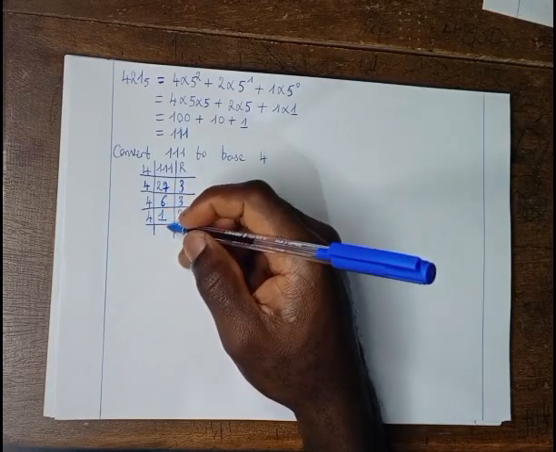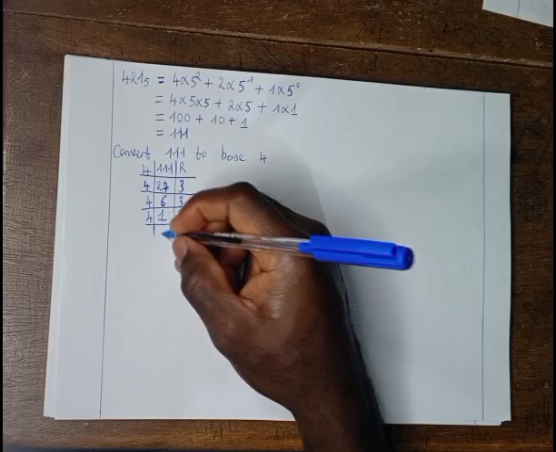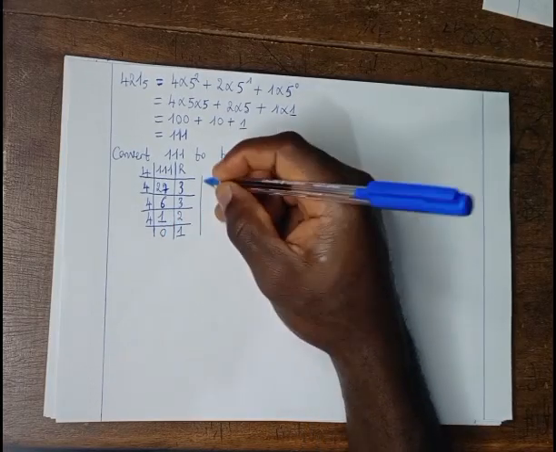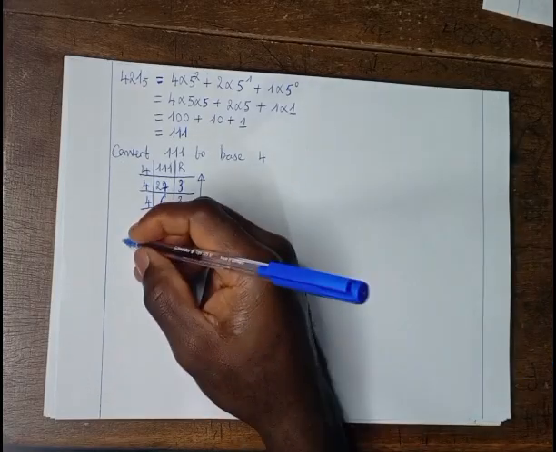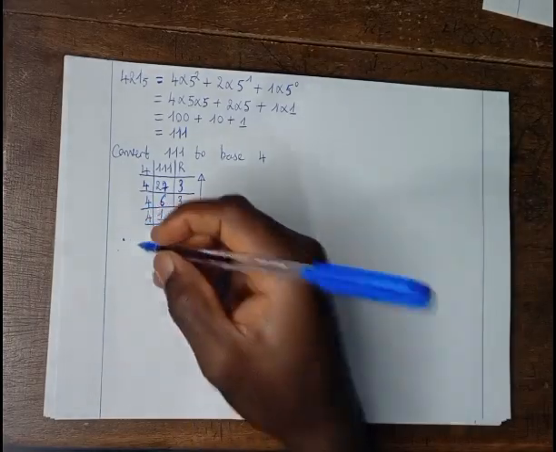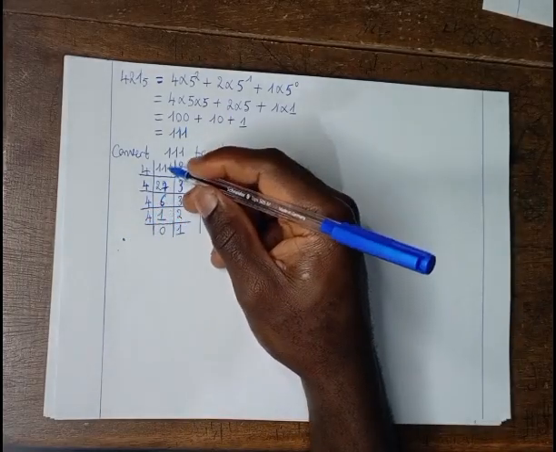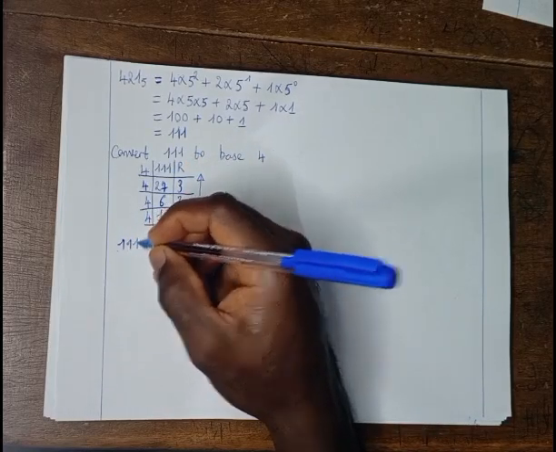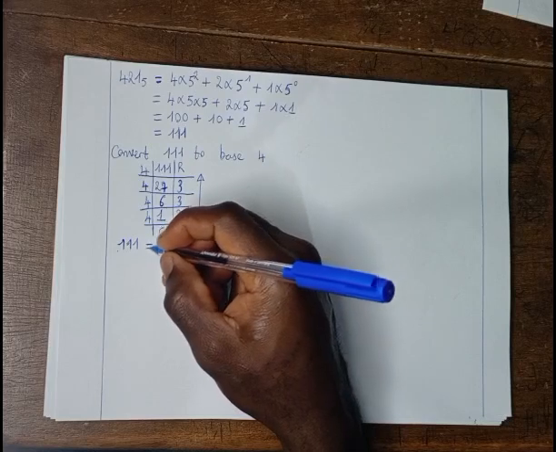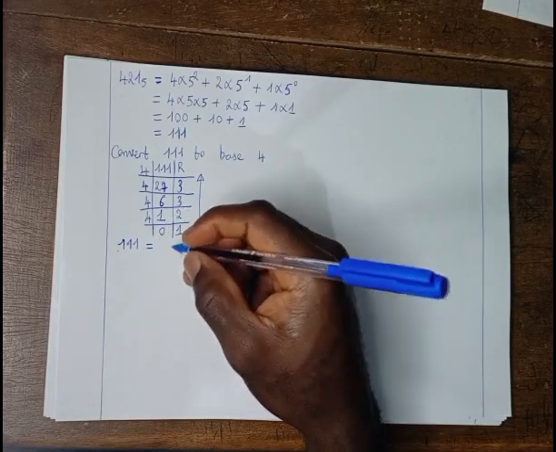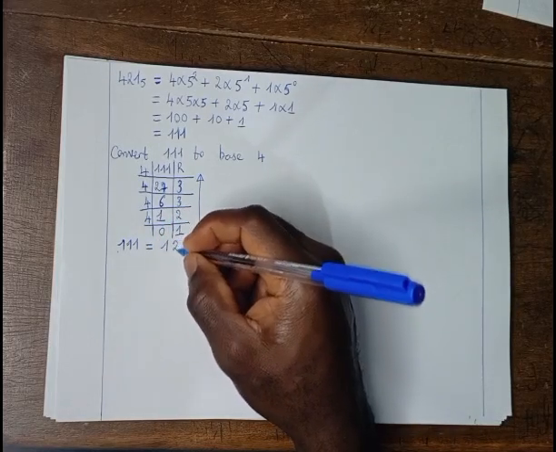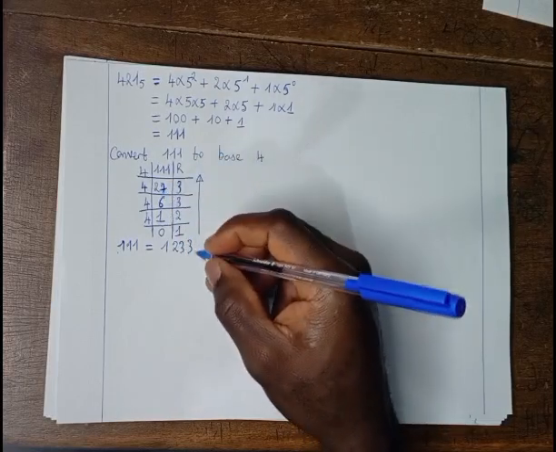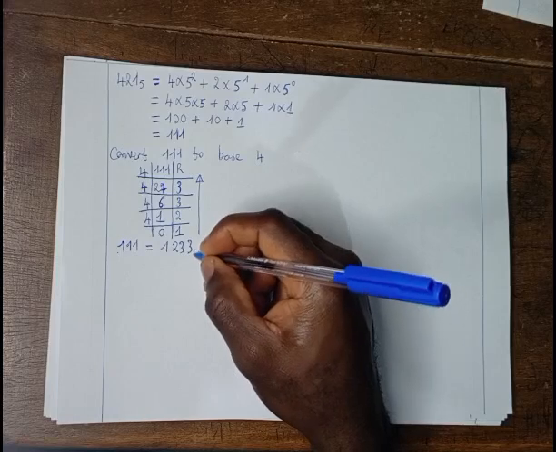1 divided by 4 gives us a whole number part of 0 and a remainder of 1. We copy from bottom to top. Therefore, the number 111 in base 4 is simply 1, 2, 3, 3. We must indicate the base 4.